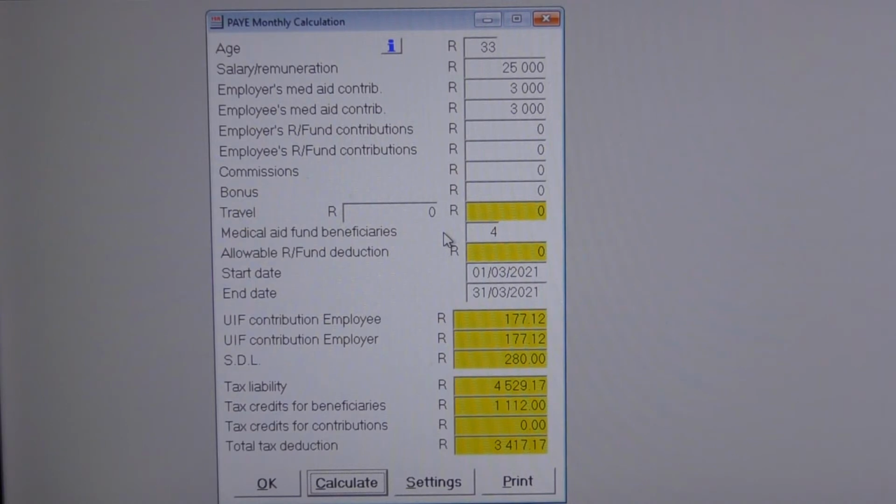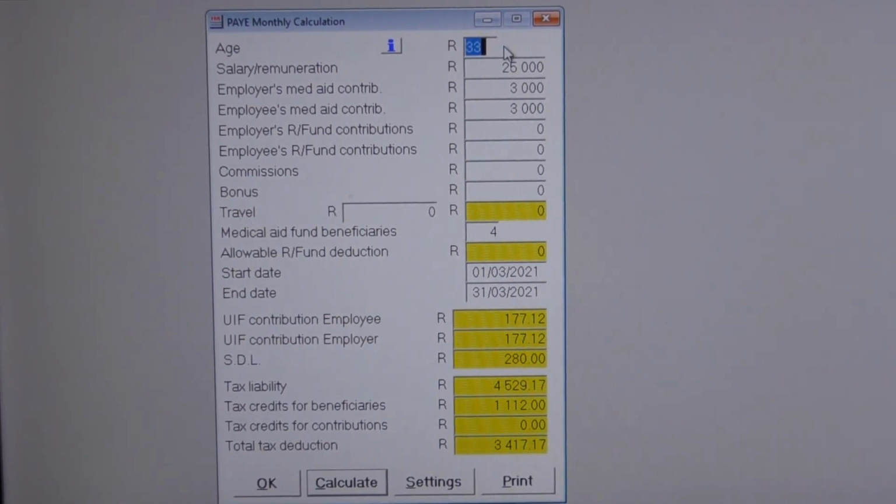The tax on this 28,000 is 4,529 Rand, but the 4 beneficiaries mean the employer has to give the employee a tax credit of 1,112 Rand for the 4 beneficiaries. The tax credit comes straight off the tax liability, so the pay-as-you-earn is reduced to 3,417 Rand.